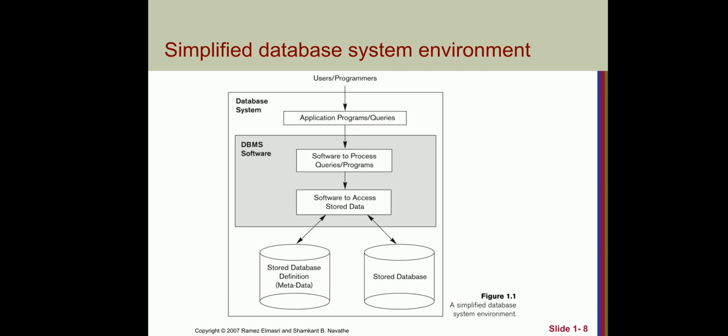And whenever the DBMS software wants to access the data that is stored in the stored database, first, you can see on the left hand side, we have a stored database definition, which we call metadata. Whenever some information has to be accessed or stored, first the DBMS software will look at this metadata. If you want some information, it will look at the metadata, then access the information stored in the stored database. This is how our database environment looks like.